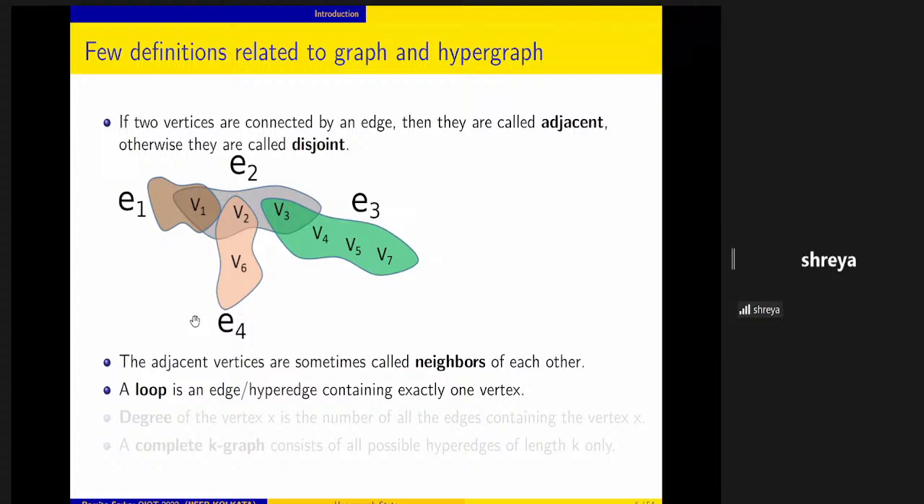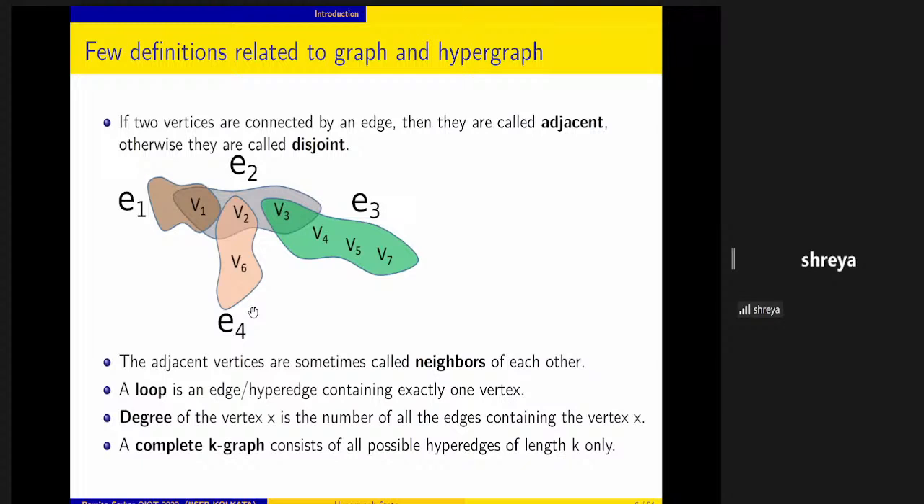And a loop is an edge containing a single vertex. Like here E1 is a loop only containing the vertex V1. And the degree of a vertex is the number of all edges containing the vertex X. Here, the degree of the vertex V2 is 2. It is in the edges E2 and E4. That is, the degree is 2.